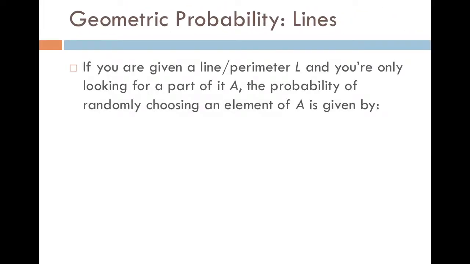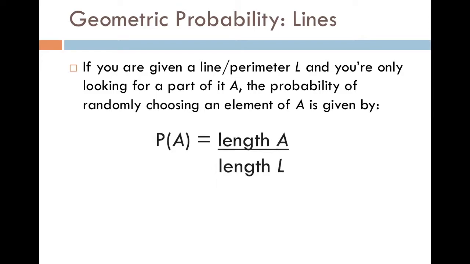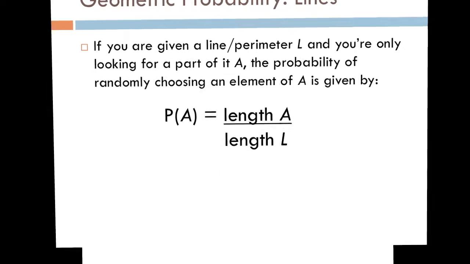First, we're going to start with lines. If you're given a line or perimeter L, and you're only looking for a part of it, say A, the probability of randomly choosing an element of A is given by the length of A over the length of L.